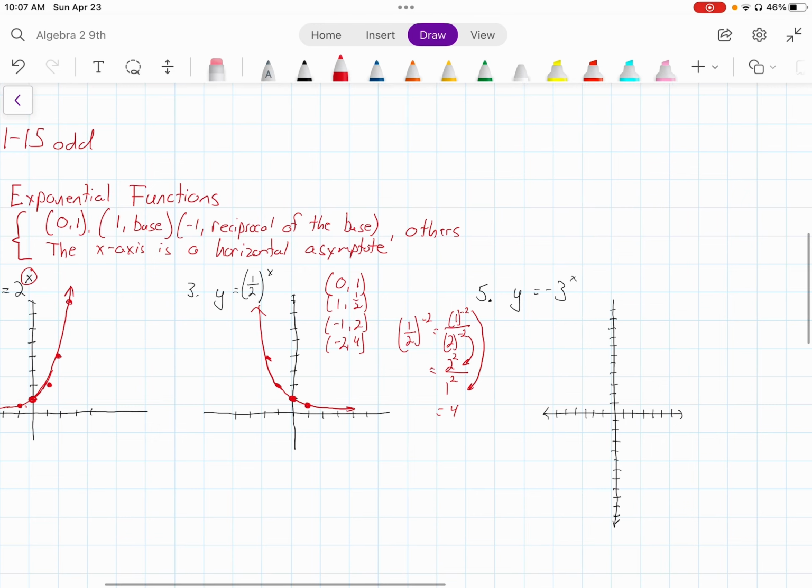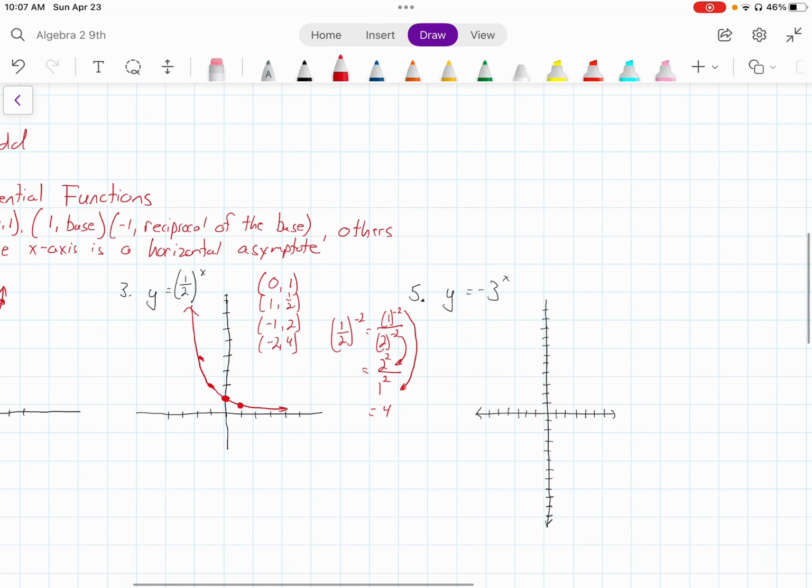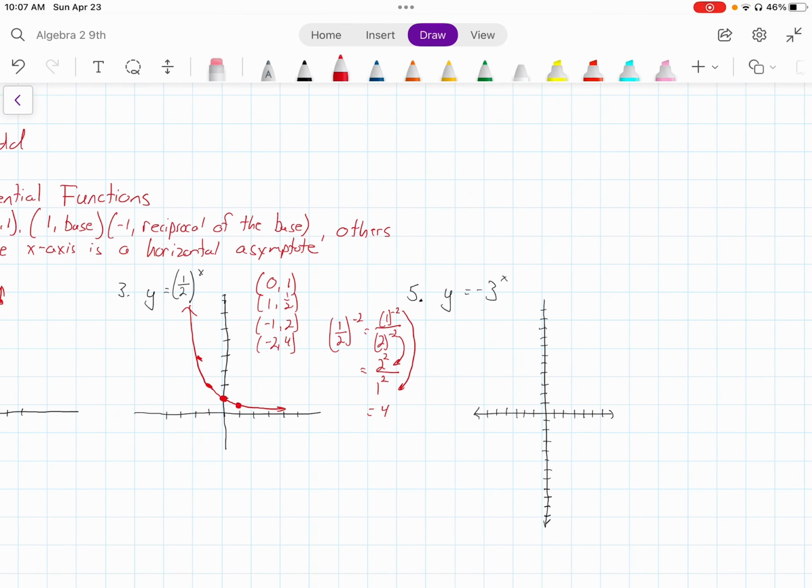Number 5. All right, number 5 is a little different because it has a negative out front. So we're going to start by graphing the parent function. But then what do we do when we have a negative out front? Well, we flip it over the x-axis. So we flip it kind of vertically.